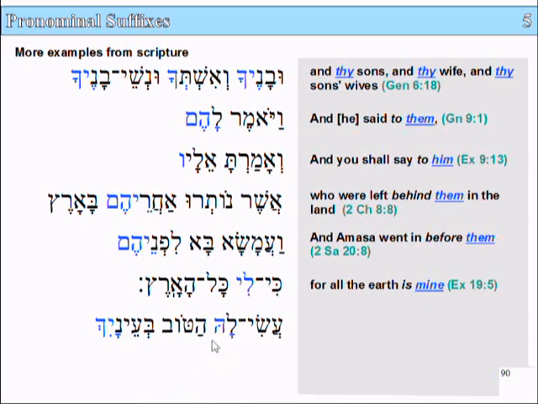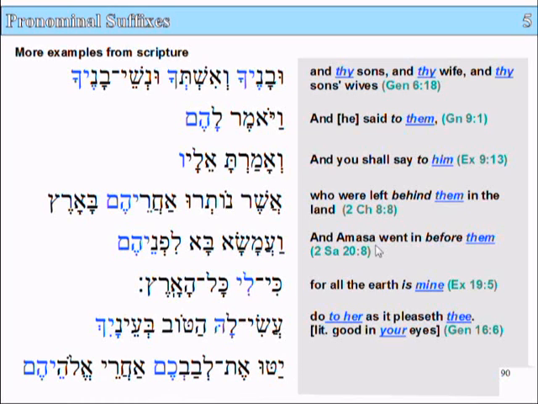Asi la hatov ba'ayanecha. Do to her the good in your eyes. Ba'ayanecha. Do to her as it pleaseth thee. That's how they've translated it, but it's literally do to her the good in your eyes. What's good in your eyes? Genesis chapter 16.